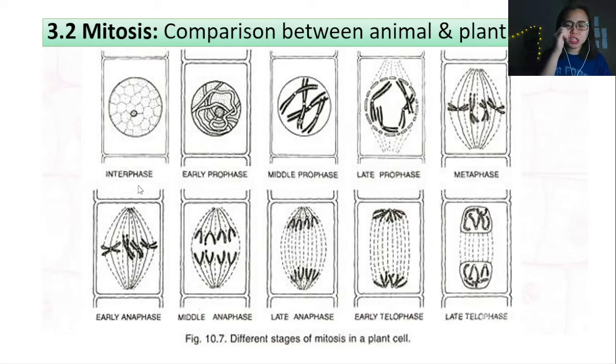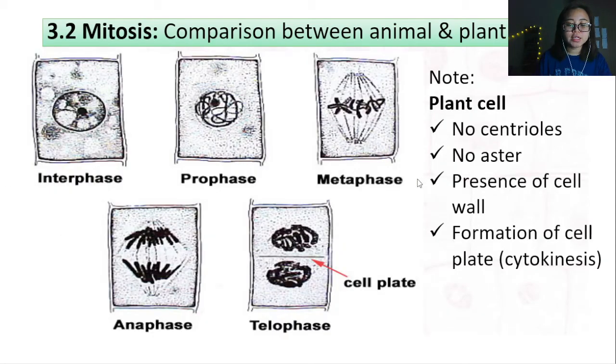Dia lebih terperinci. Ini dia tunjukkan daripada interphase kepada early prophase, middle prophase, late prophase. Awal prophase, pertengahan prophase, lewat penghujung prophase. Ini metaphase. Awal anaphase, pertengahan anaphase, hujung anaphase, awal telophase, hujung telophase. Okay, if you're observing the plants, maybe you can get to see in this detail.